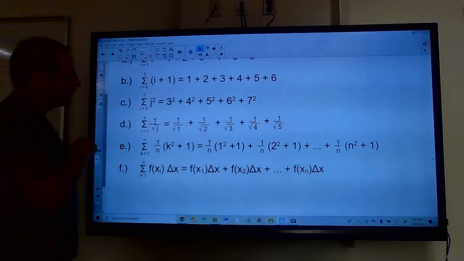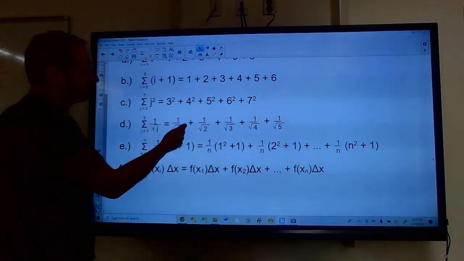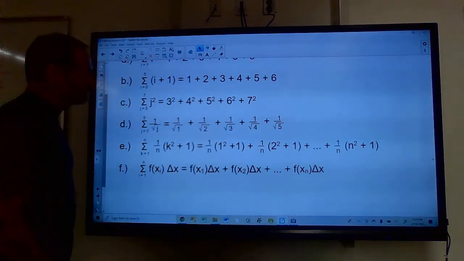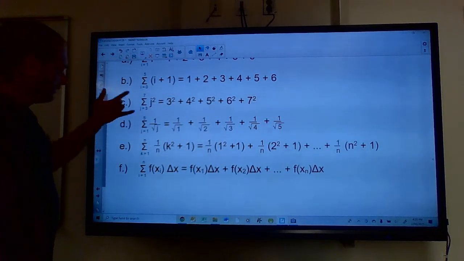The sum from j equals 3 to 7 of the j squareds means 3 squared plus 4 squared plus 5 squared plus 6 squared plus 7 squared. Okay, pretty much you can look at these. They're really similar.